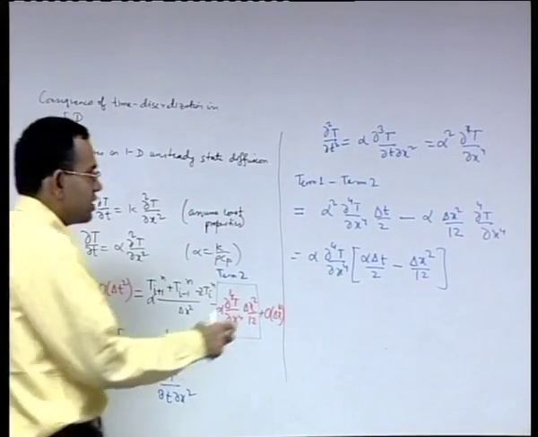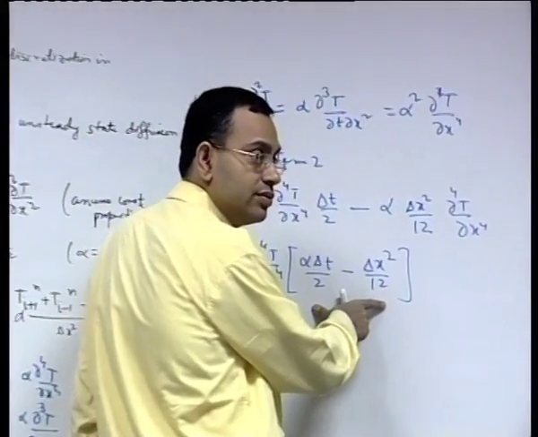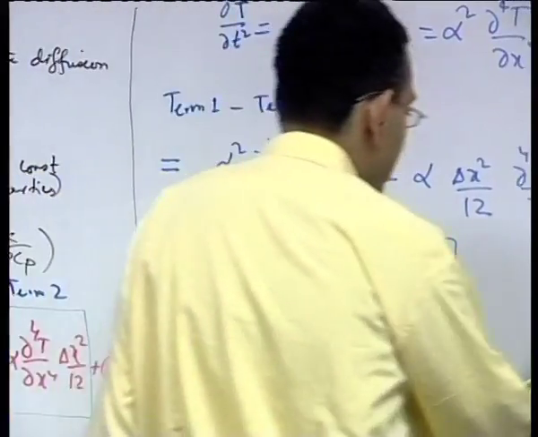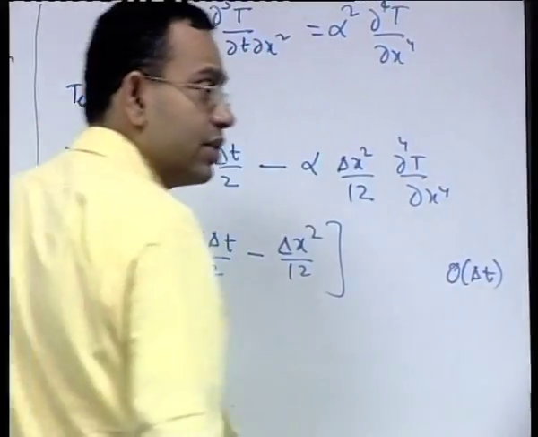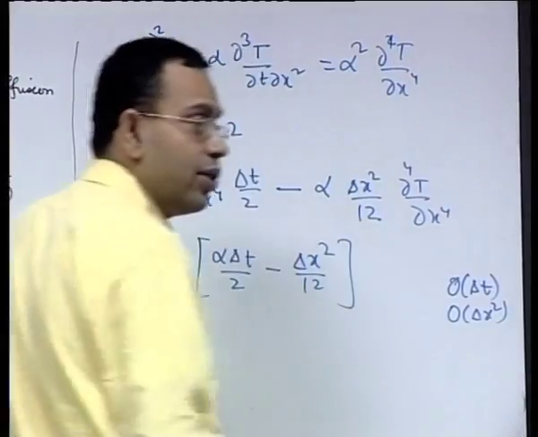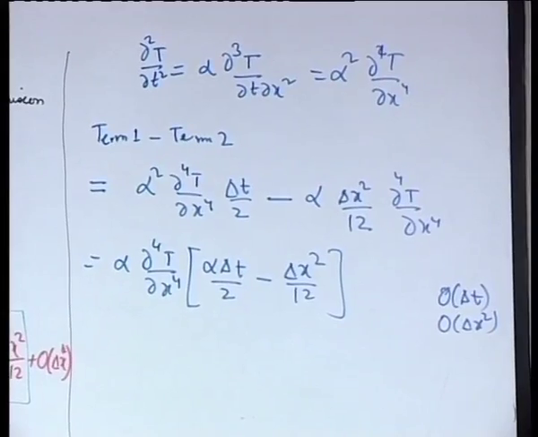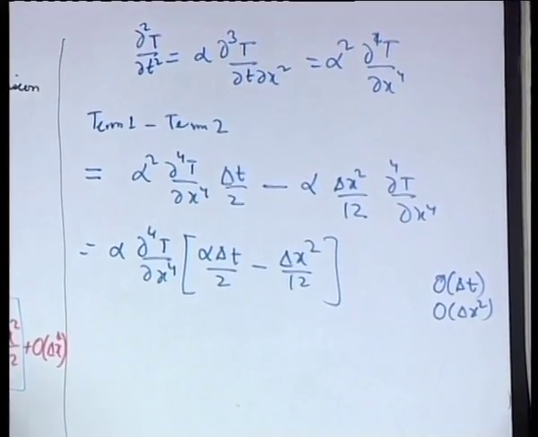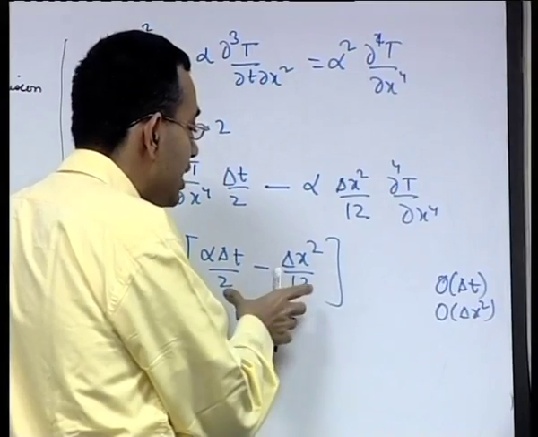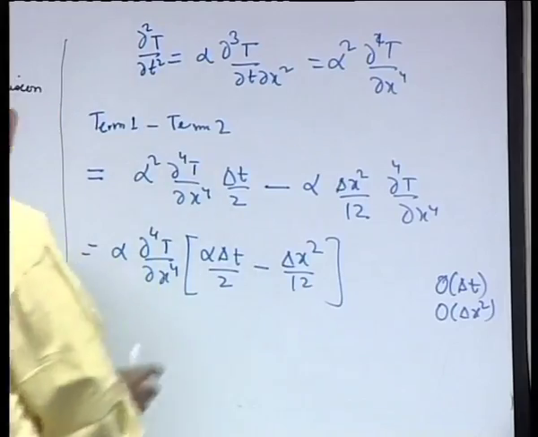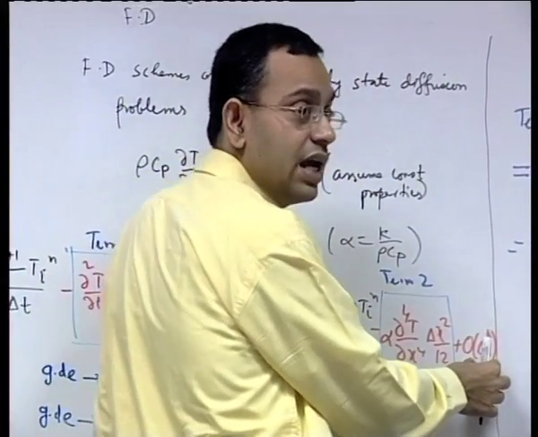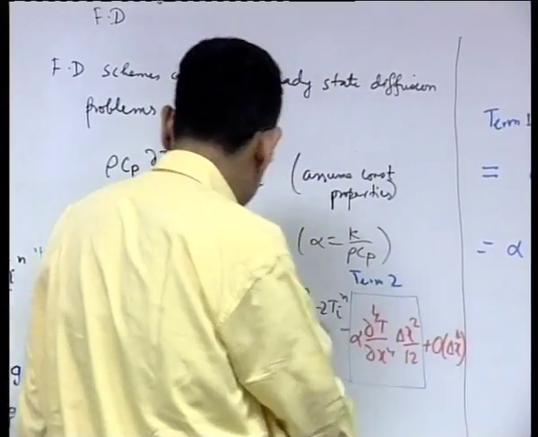So, you can see that if this term in the bracket is not equal to 0, then what is the order of accuracy of this discretization? Order of delta t is the error for time and order of delta x square for space. So, first order in time and second order in space, but to understand that, we have derived this particular term. Now, if this term becomes 0, then it becomes of the order of delta t square for time and of the order of delta x 4 for space, because then these are cancelled.